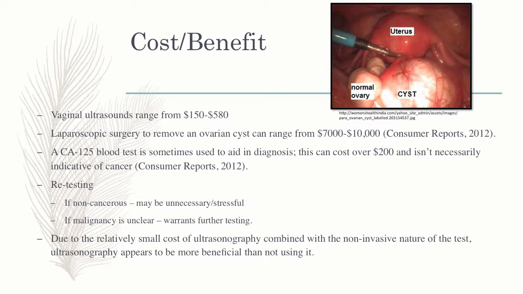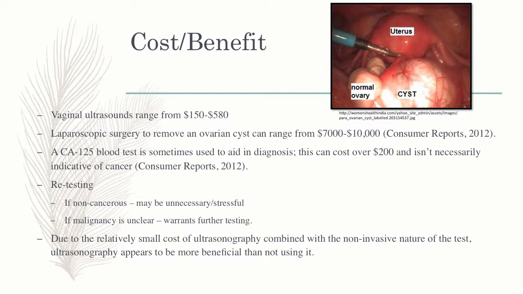Okay, so cost benefit. A vaginal ultrasound ranges from $150 to $580. This is a pretty good price for this kind of procedure. Laparoscopic surgery, on the other hand, to remove these ovarian cysts ranges from $7,000 to $10,000. So if we can just take a look and maybe there may not need to be action required, we definitely want to look at just the vaginal ultrasound or catch it early at least. And the picture up there is an actual picture from a laparoscopic surgery, and you can see the very large cyst on the bottom there.